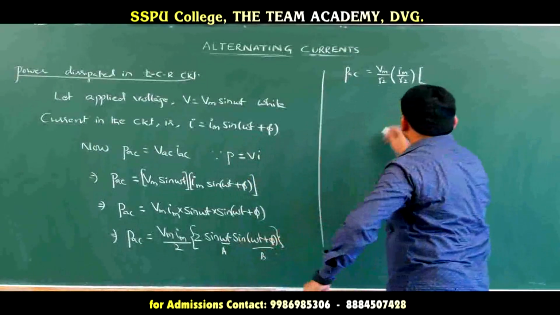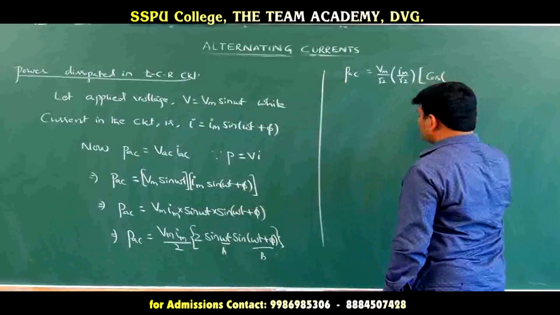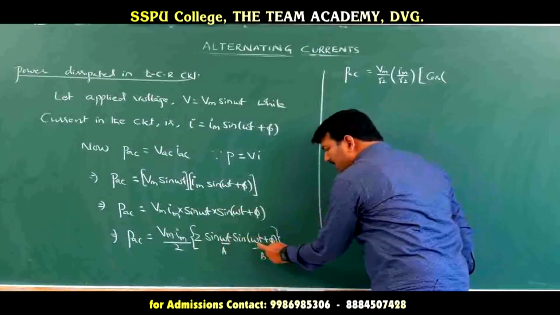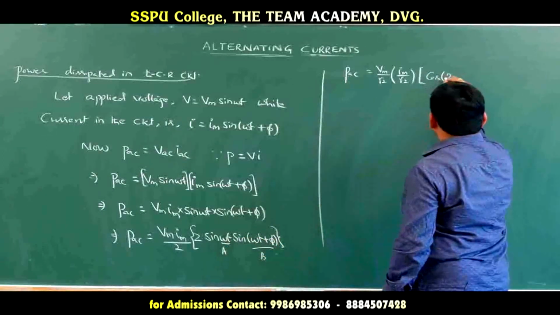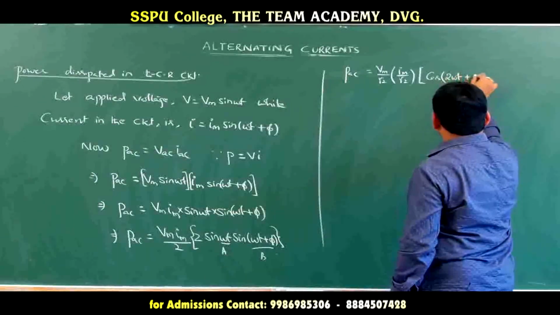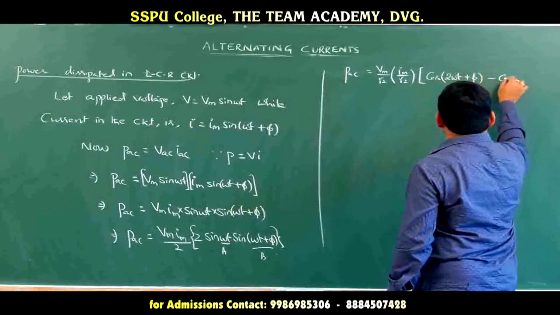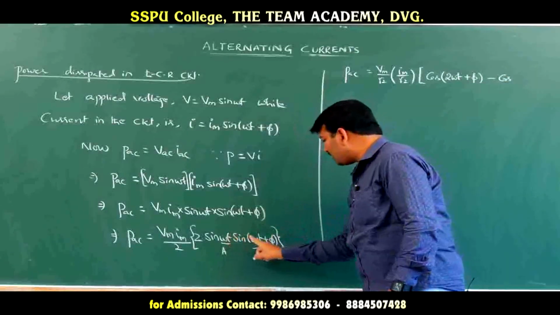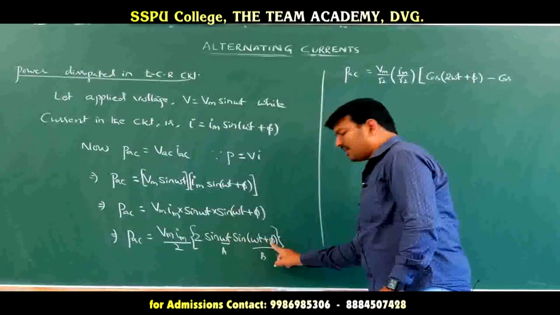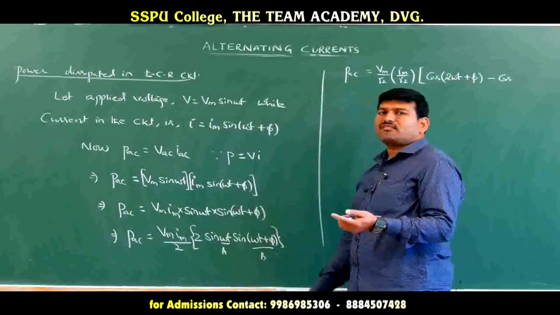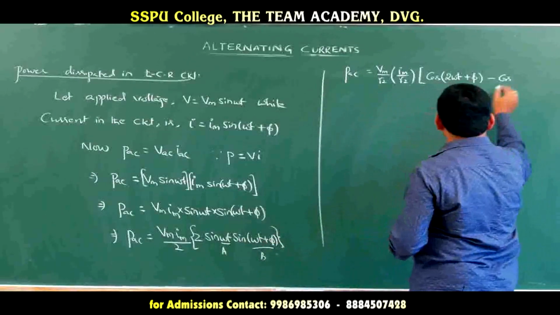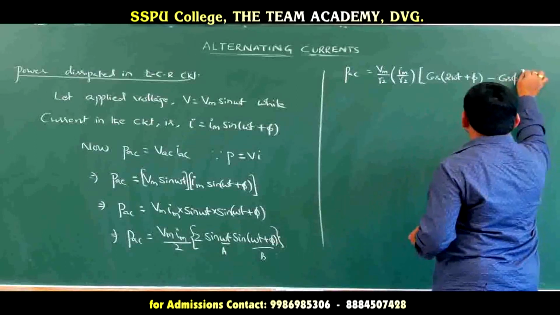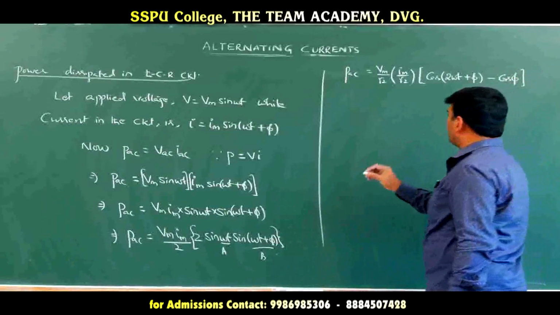Now, what can I say? Cos of A plus B means cos of ωt plus ωt plus φ, that is 2ωt + φ. Minus cos of A minus B, that is ωt minus (ωt + φ), which is minus φ. Cos of minus φ is nothing but cos φ, because cos of minus θ is cos θ. So, this is what remains.